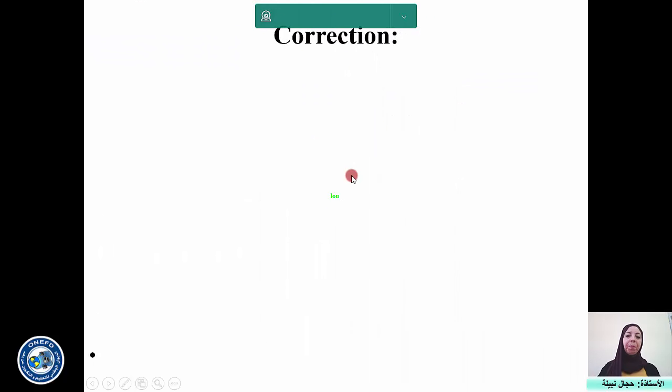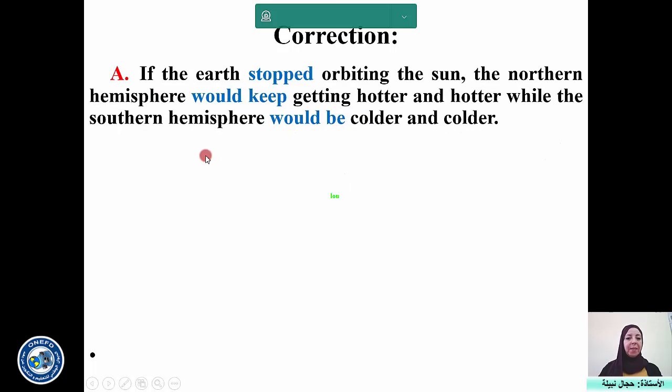Let's correct. The first sentence. If the Earth stopped orbiting the Sun, the northern hemisphere would keep getting hotter and hotter, while the southern hemisphere would be colder and colder. As you can see, the first verb is in the past simple because it comes after if, it is in the condition, and you've got a comma in the middle, as you see, and would keep, you've got two verbs, would keep and would be, that are in the conditional present because they are in the result.